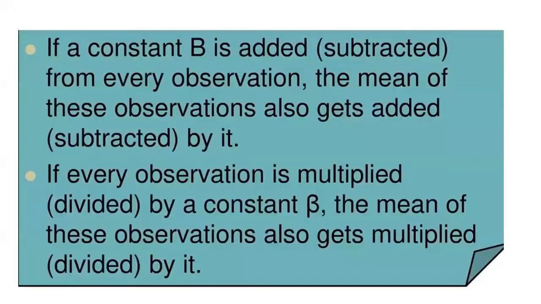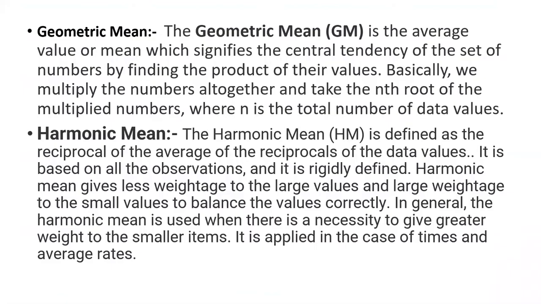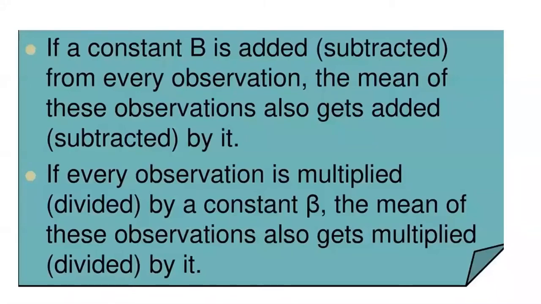Then here we are starting with the properties of different measures of central tendency. This part is very important from the exam point of view, because these properties become the base for statement-wise questions to find the correct or incorrect statement. These are the properties of the arithmetic mean.